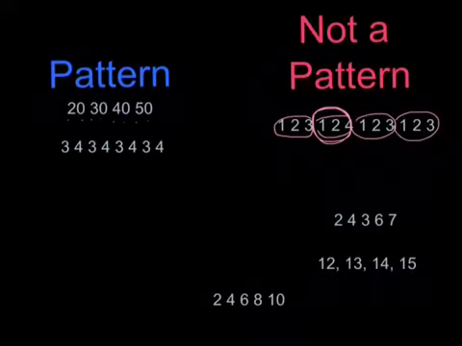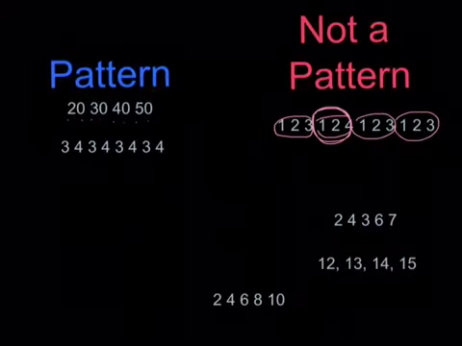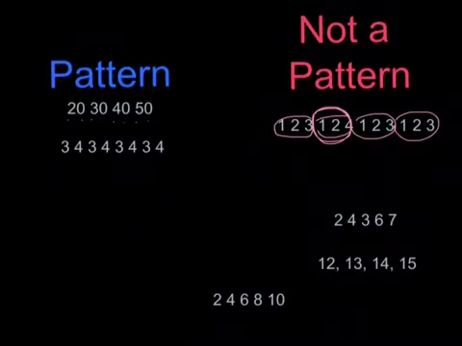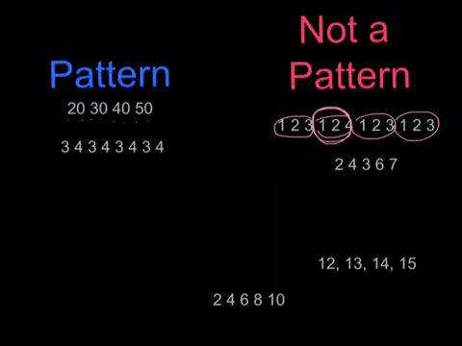Okay, let's have a look at another one. 2, 4, 3, 6, 7. 2 to 4, that's plus 2. 4 to 3, that's take away 1. 3 to 6, that's plus 3. I'm not seeing any pattern with these numbers here, so that's not a pattern. There's nothing in there that's repeating more than once.